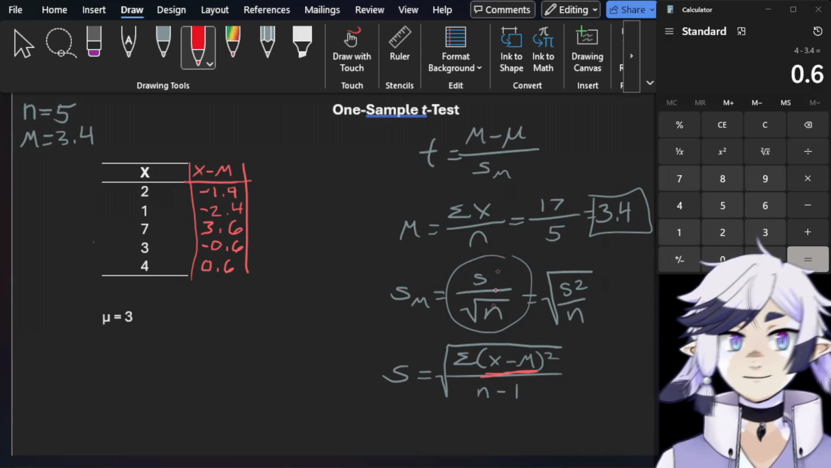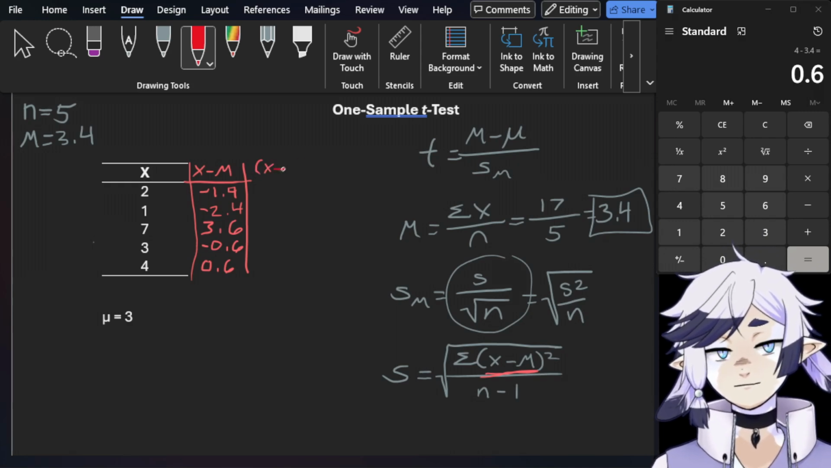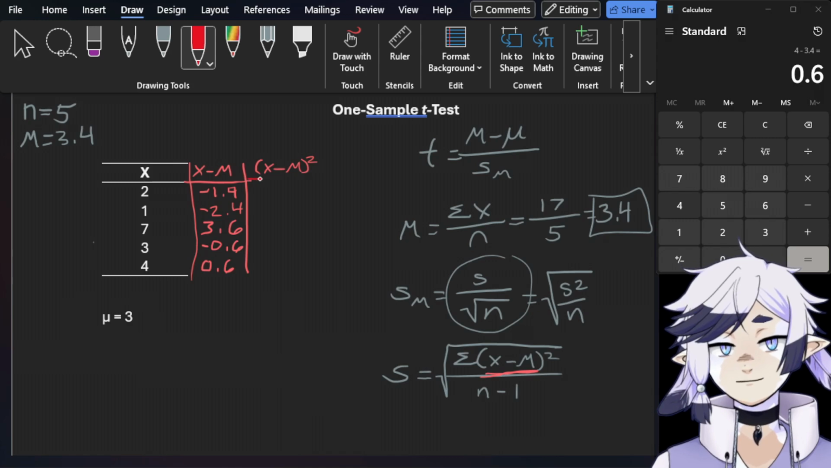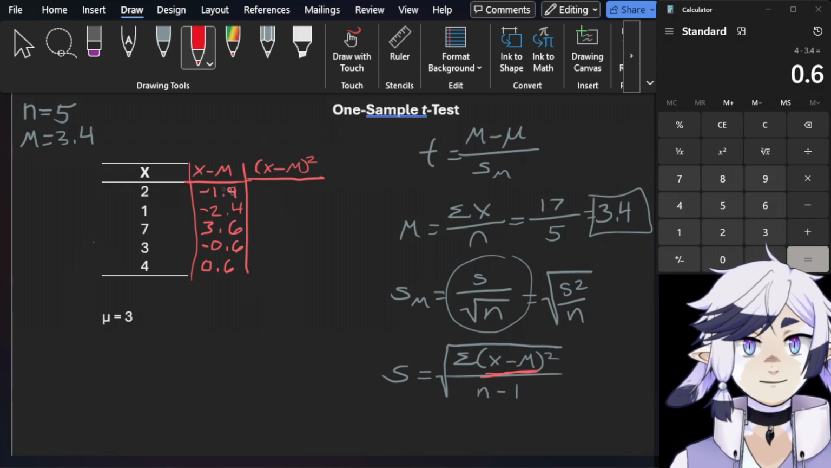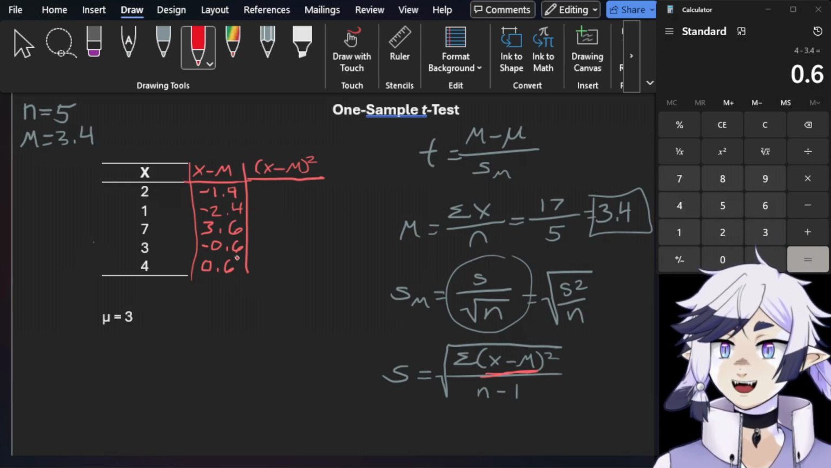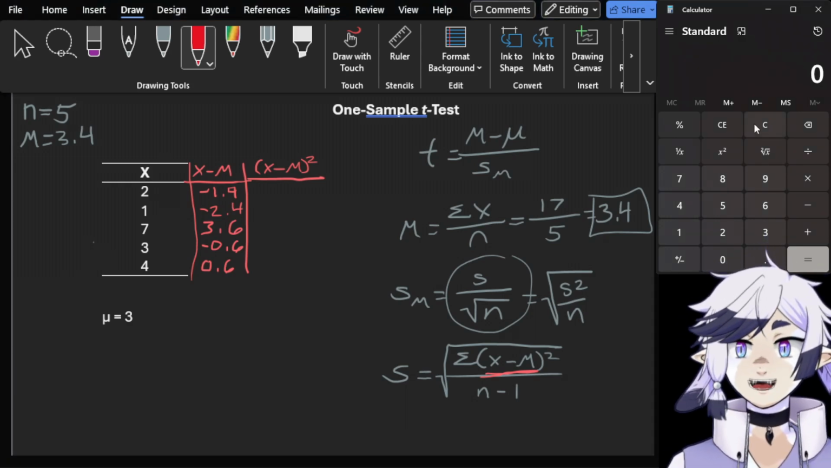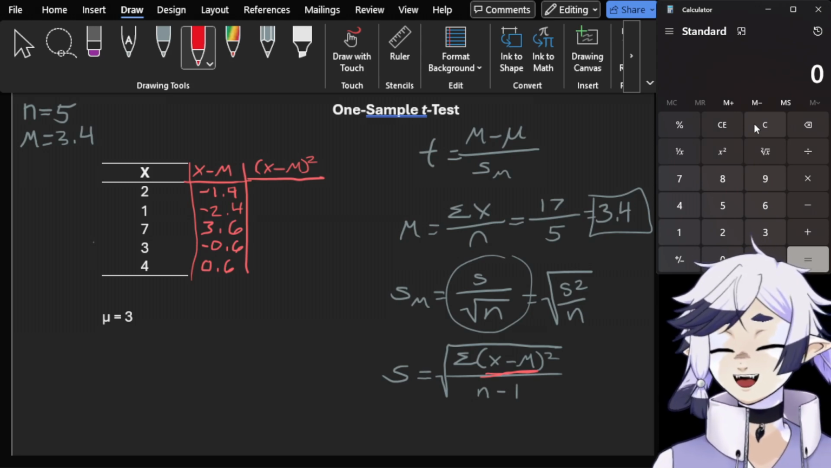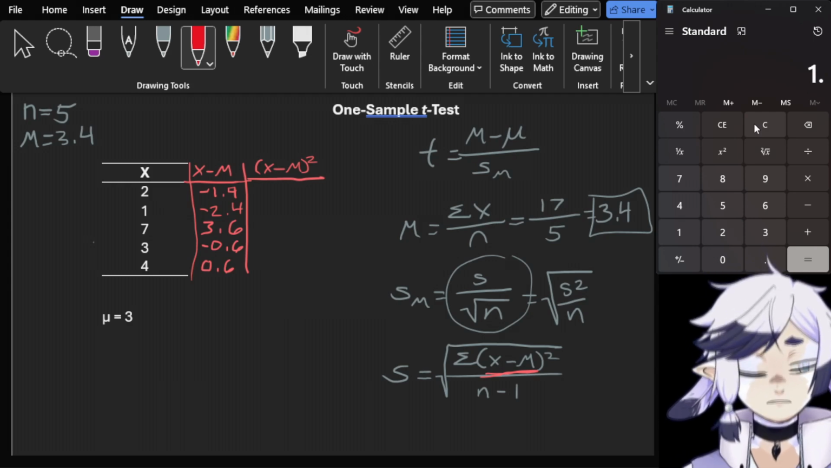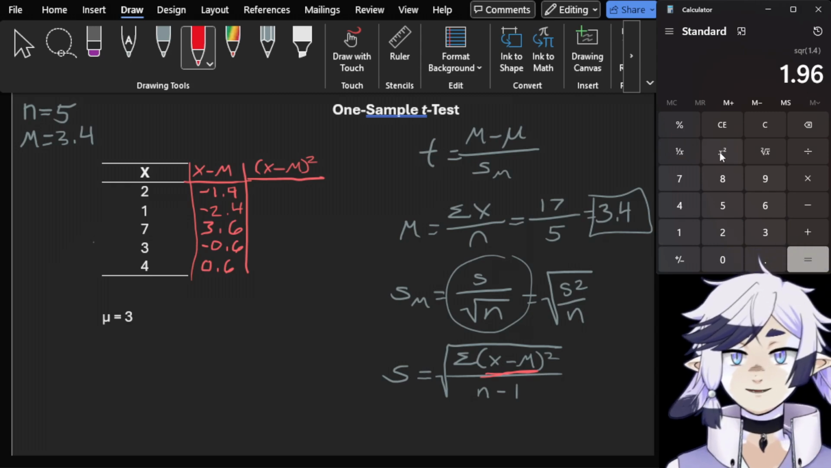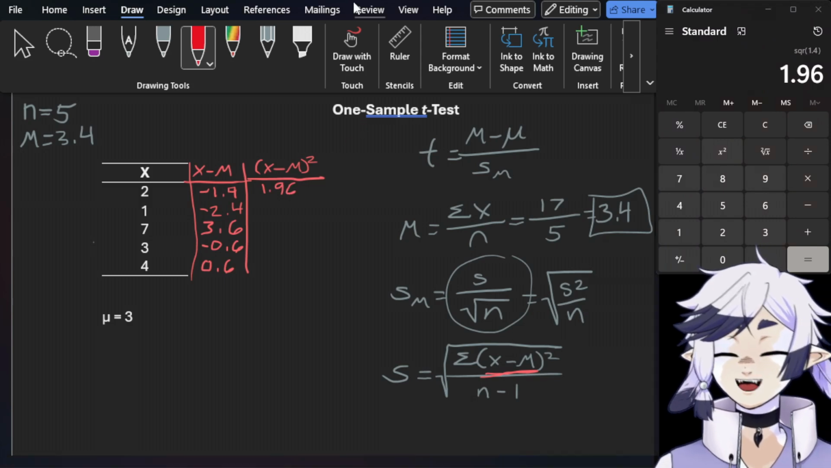The next thing we need to do is square all of these. So I'm going to create another column and call it x minus m squared. Remember, PEMDAS is parentheses first. We just did the parentheses. Now we get to do the exponents. We're going to take each number here and square it. First, we have negative 1.4. Keep in mind that when you square a negative number, it's going to turn positive. So I'm not going to put the negative in the calculator, because I know I'm going to get a positive number. So 1.4 squared gives me 1.96. So negative 1.4 squared is 1.96.